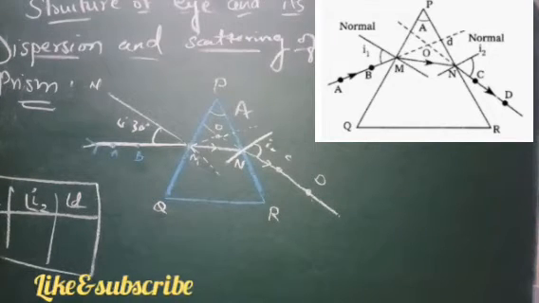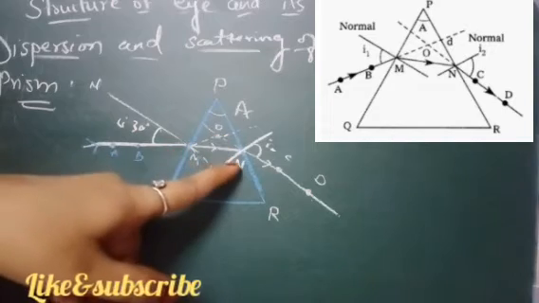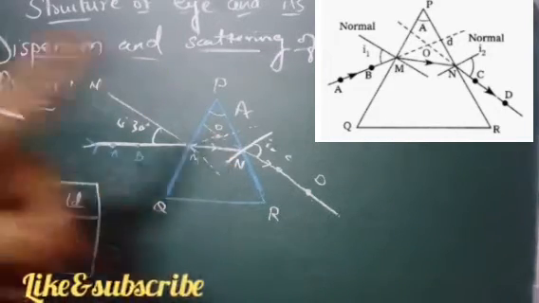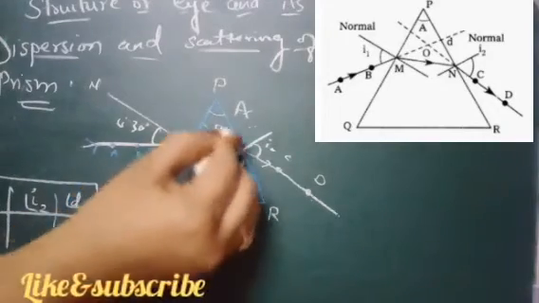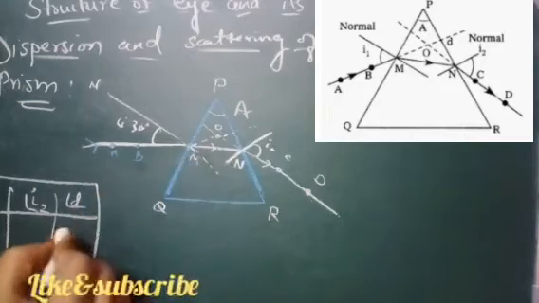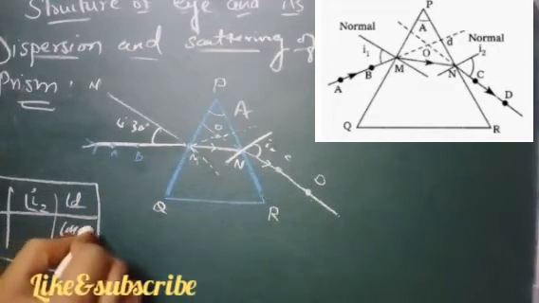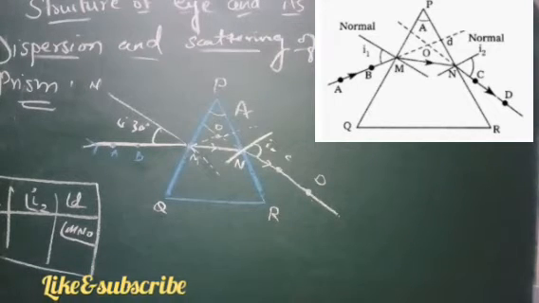Now we will measure the angle MNO. This is the angle of deviation. So this angle MNO is nothing but the angle of deviation. Note the values in the table here. Repeat this process for different angles, that is, as I said, 40, 50, 60, 70, as long as you want.